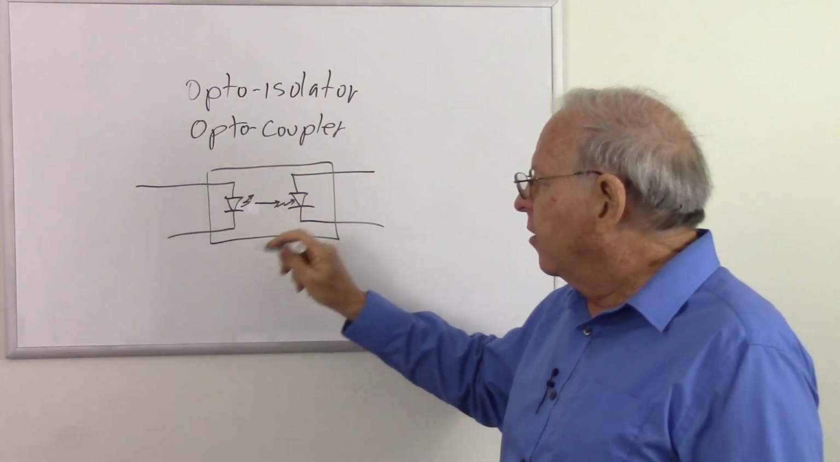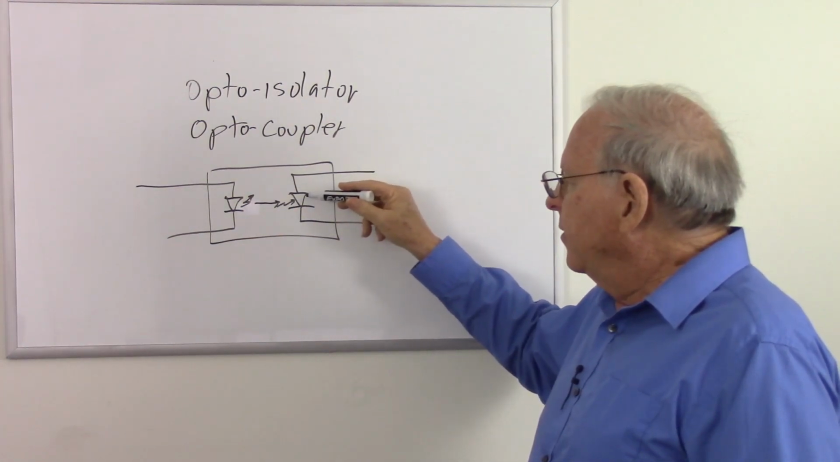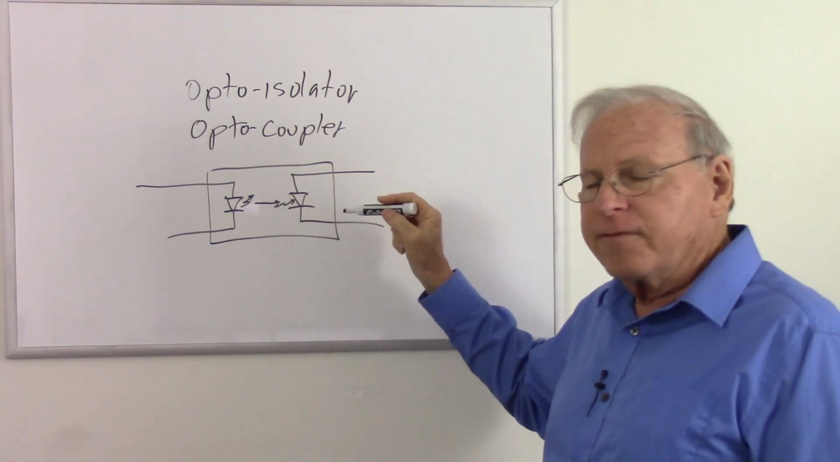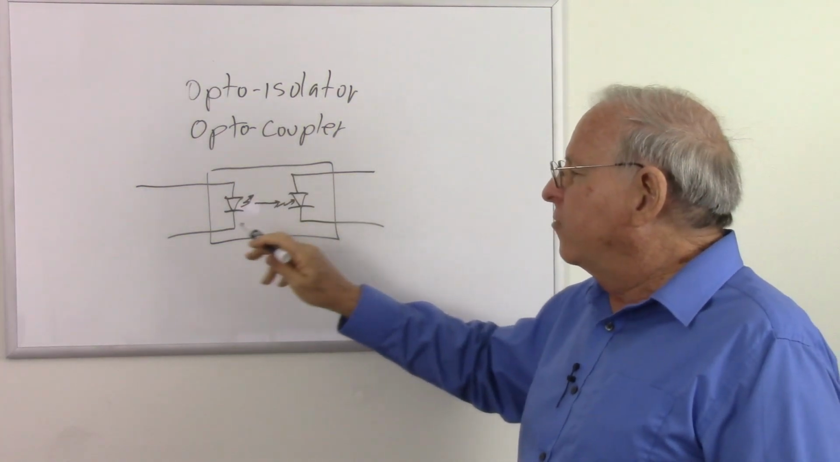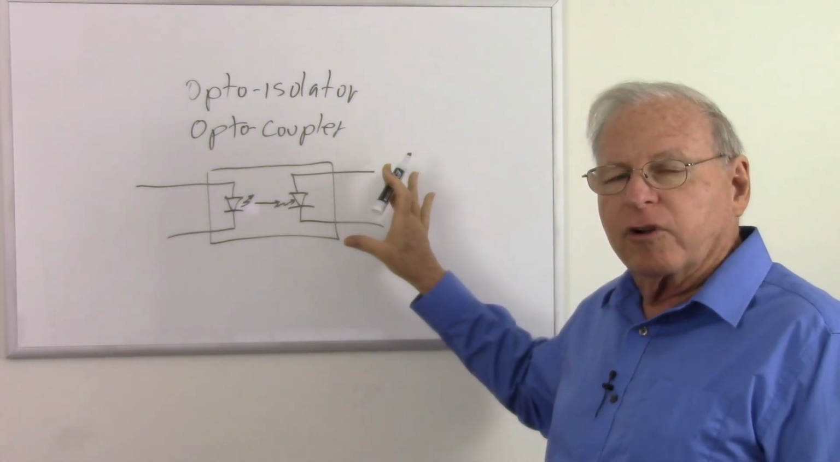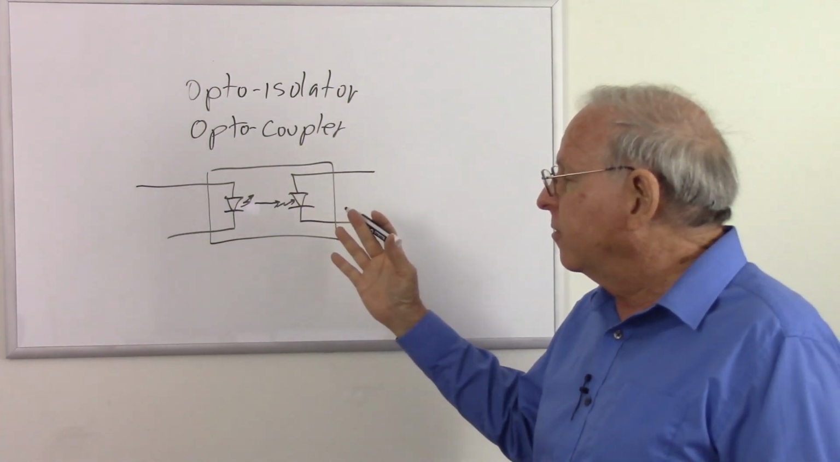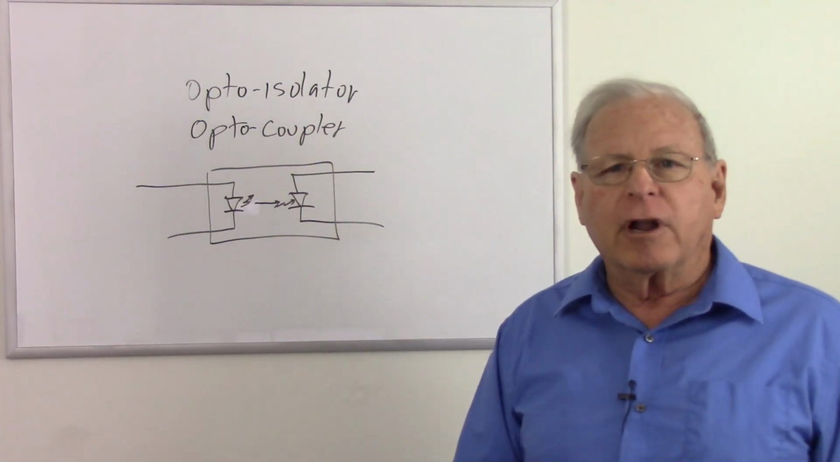So if we turn this on and off, we get basically a switch that turns on and off, or anywhere in between. And so we can use this to pass information from one circuit to another with no electrical connection. So that would be an optoisolator or an optocoupler.